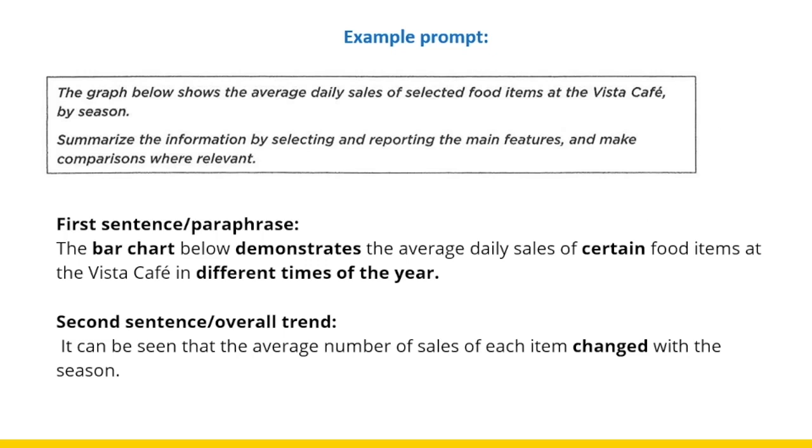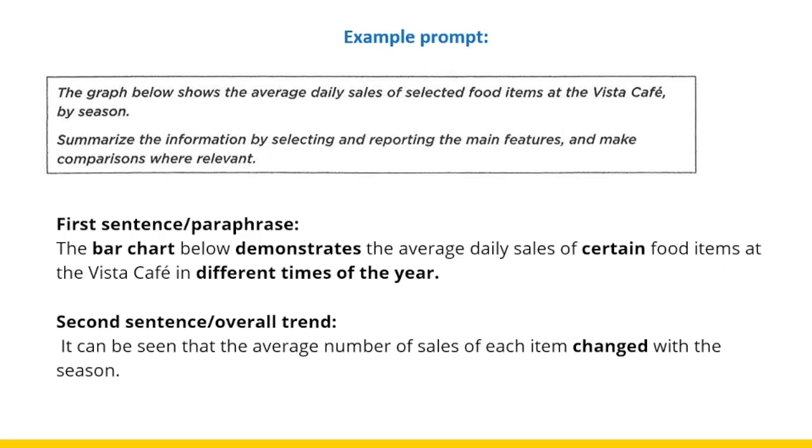And now I have an example prompt for you guys, so you'll have a better idea what I was trying to explain to you in the previous slide. So as you see, we have example prompt and we have our topics. The graph below shows the average daily sales of selected food items at the Vista Cafe by season. And as usual, you are being asked to summarize the information, report the main features, and make comparison.